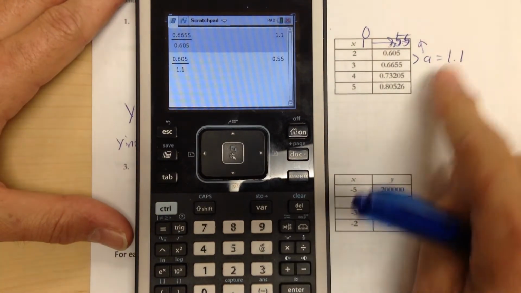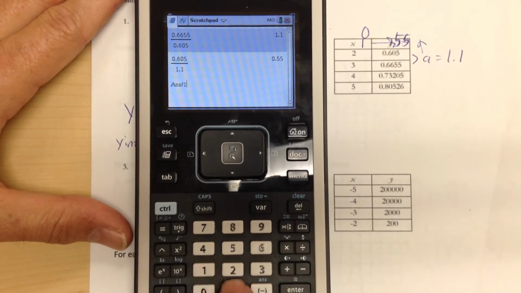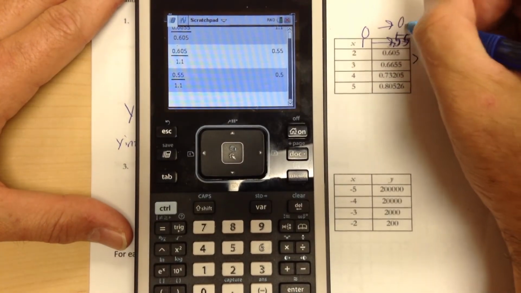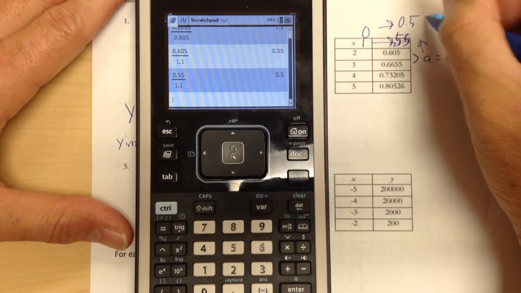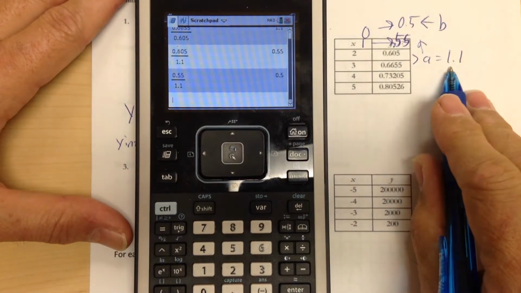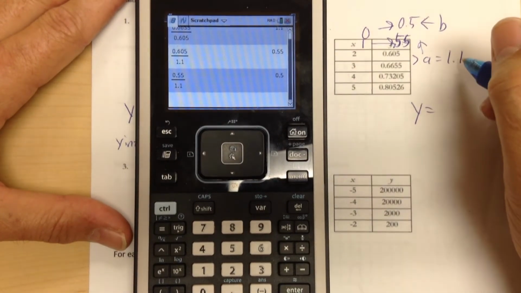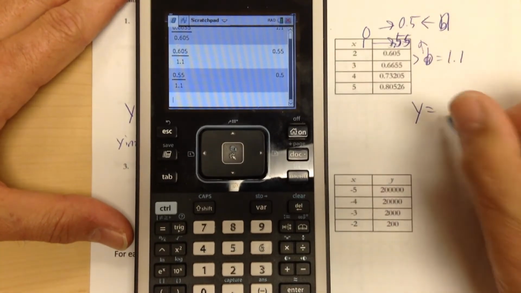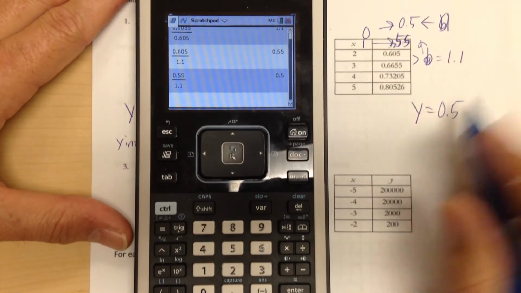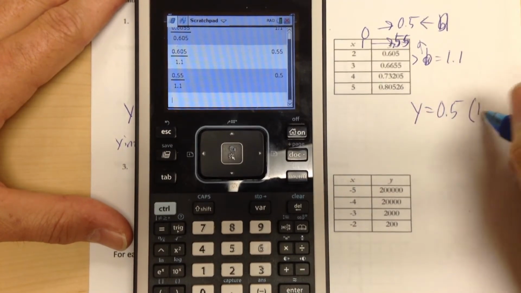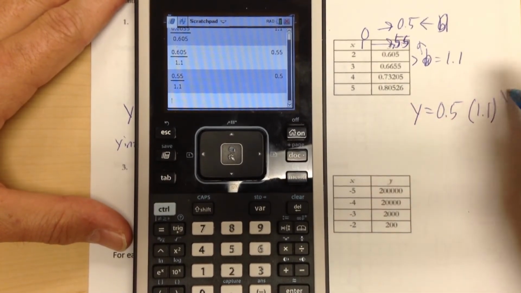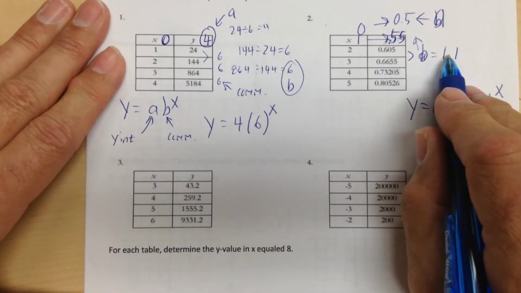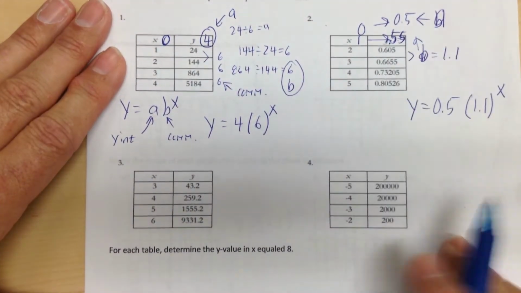And then divide by 1.1 again. So divide by 1.1, and I get 0.5. So my 0 is 5/10. That's going to be my a, and this is my b. My a is going to be 0.5, which is my y-intercept, parentheses 1.1 to the x. Sorry about that. Your common multiple is your b, and your y-intercept is your a.